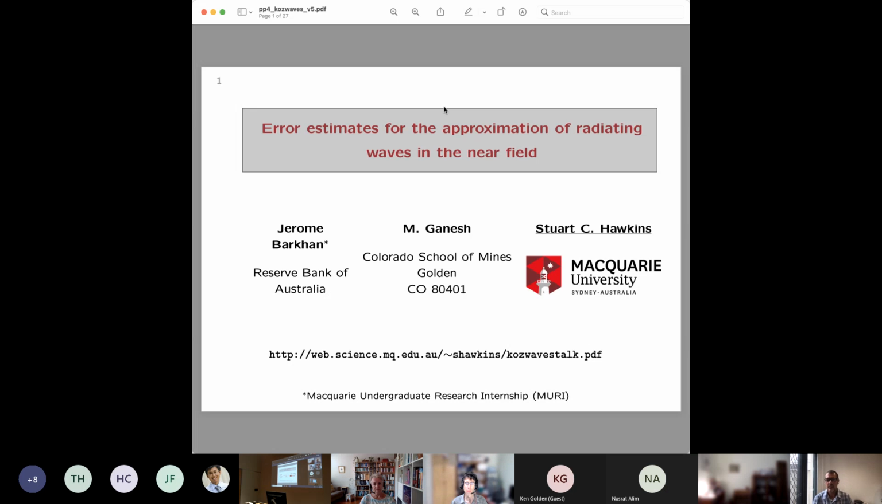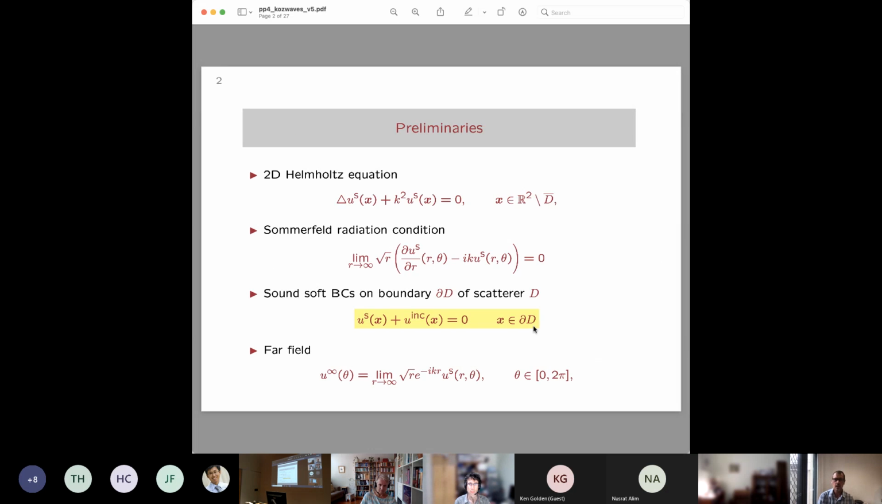This isn't going to be a very technical talk, but there are a few references and things. I've put a copy of the slides at this web page, so if anyone wants to download that, they can pick up some details if they missed them. So I'm going to start with some preliminaries.